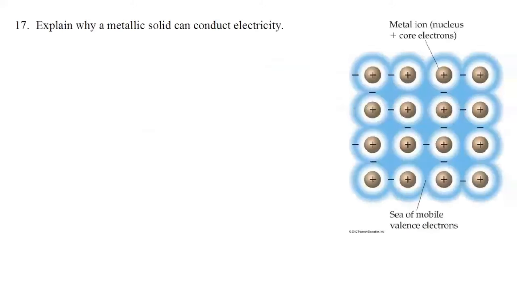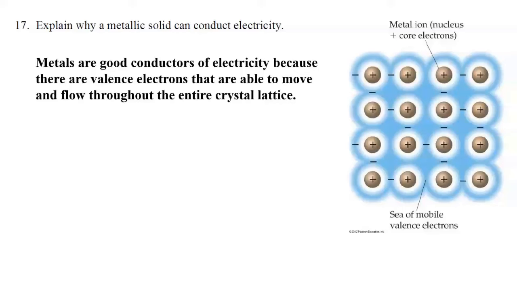Question 17. Explain why a metallic solid can conduct electricity. Here in this particle diagram, you can see that we have the metal ion, the nucleus and the core electrons, that's positive, and then we have this sea of mobile valence electrons where the electrons can move. So metals are good conductors of electricity because there are valence electrons that are able to move and flow and are delocalized throughout the entire crystal lattice.